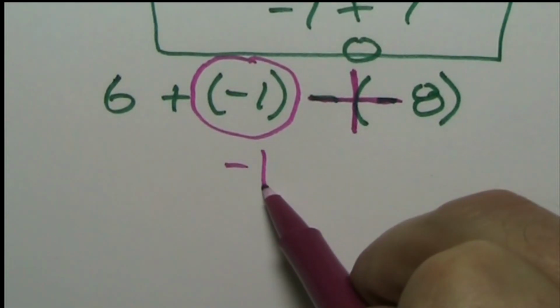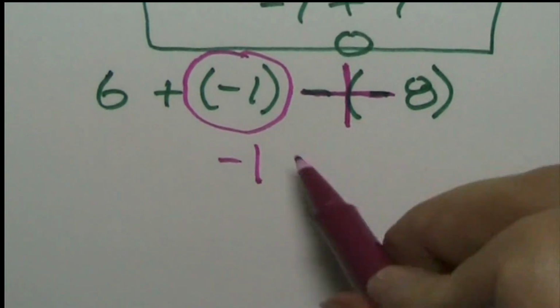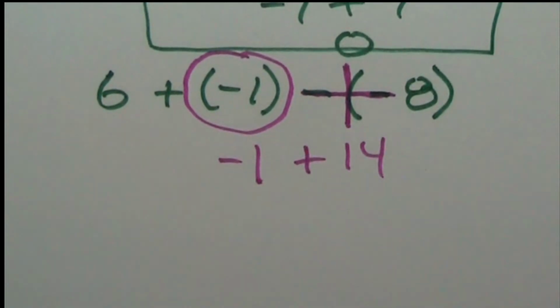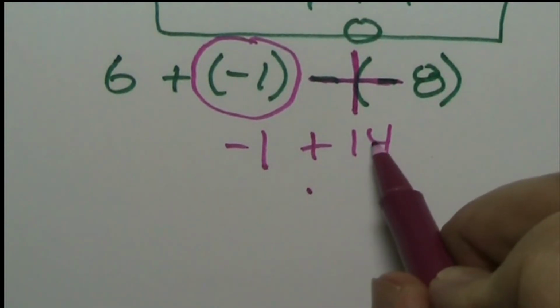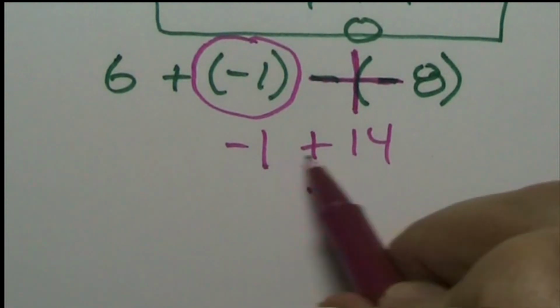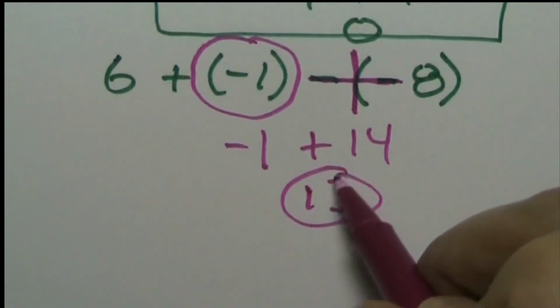So I have a negative 1, and I have 6 and 8. Positive 6 and 8 makes positive 14. And of course, 14 minus 1, right? There's more positive. They're different signs. 14 take away 1 is 13, and there's more positive.